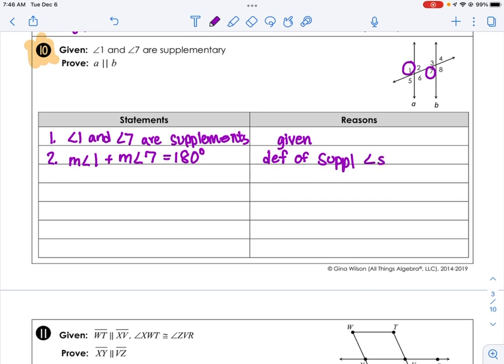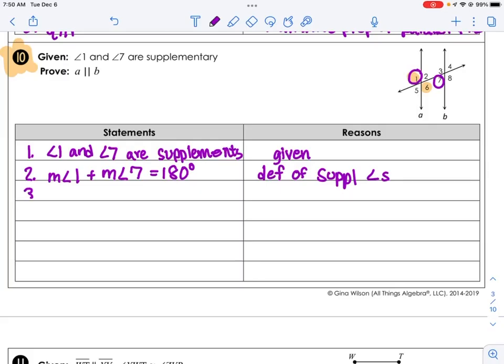Okay, now we've got to get some other angles involved here that are related to either angle 1 or angle 7. So even if we don't know these lines are parallel, we do know that angle 1 and angle 6 are congruent, since they're vertical. So let's go ahead and say that angle 1 is congruent to angle 6 because they're vertical angles. And then that's going to allow us in a second to replace angle 1 with the measure of angle 6. And then I'll have a statement that should allow me to say that my two lines are parallel.